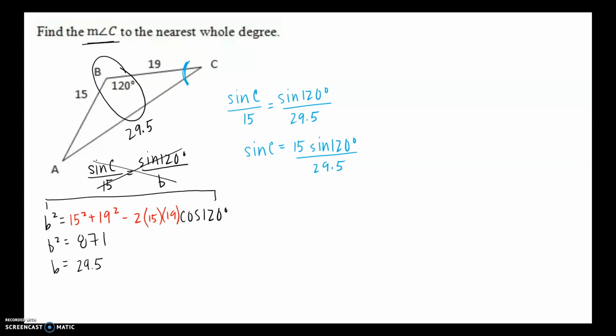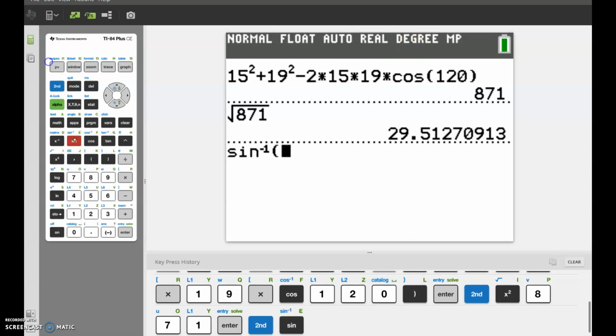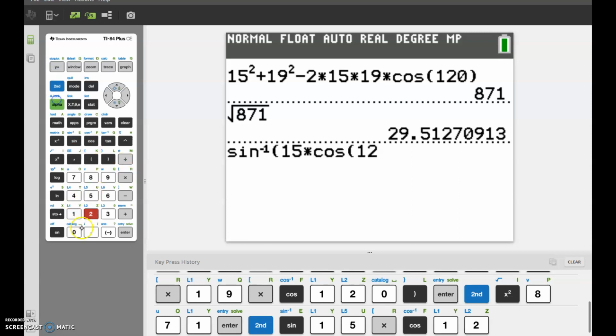All right, perfect. I'm looking for a missing angle measure. So the measure of angle C, I have to take the inverse sine of this entire ratio. Now, we have nice calculators that do all the work for us. So I want you to plug it in the calculator exactly as it's written. Don't approximate that value and then do the inverse sine. Let the calculator do all the work for you. Okay, so my mode is still in degrees here. Now I do second sine, inverse sine of 15 times the cosine of 120 degrees.